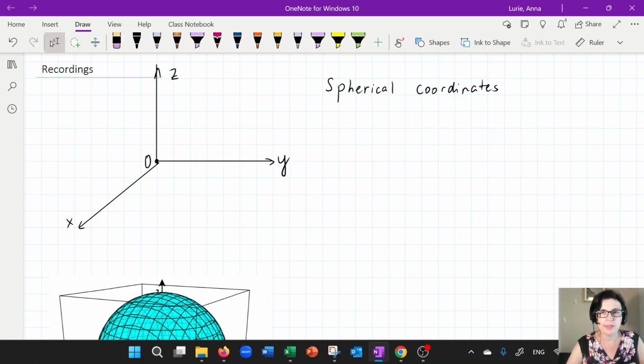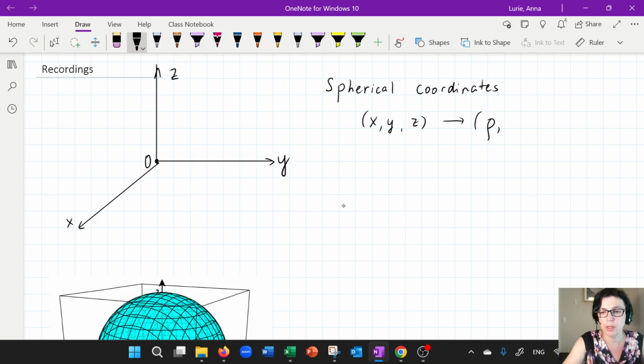Hello everyone, in this video we will take a look at spherical coordinates and I'm going to introduce them. I'm going to show you how to convert from regular rectangular coordinates, so that would be x, y, z, to new coordinates, spherical coordinates, which are rho, phi and theta. So first let's look at the connection between them.